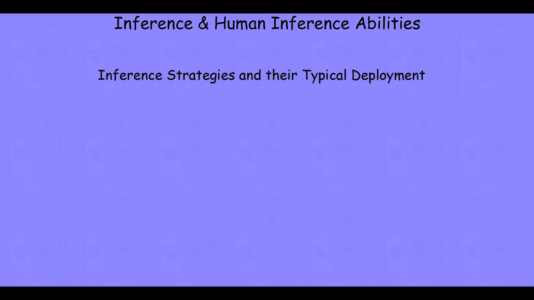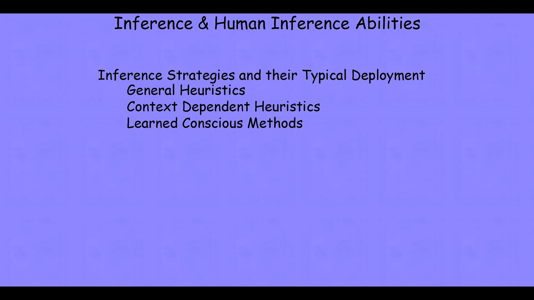We'll then look at the relationship between these different strategies and categories of strategies, how they interact in real-world problem solving and decision making. So the first category that we'll look at and talk about is general heuristics. Then we'll turn our attention to context-dependent heuristics. Finally, we'll look at learned conscious problem-solving methods.